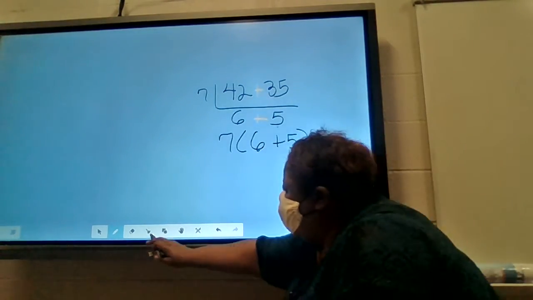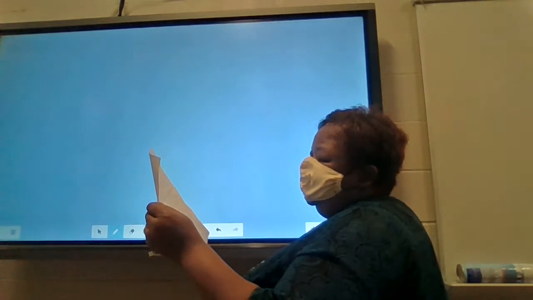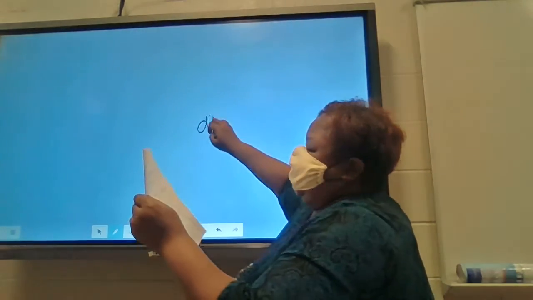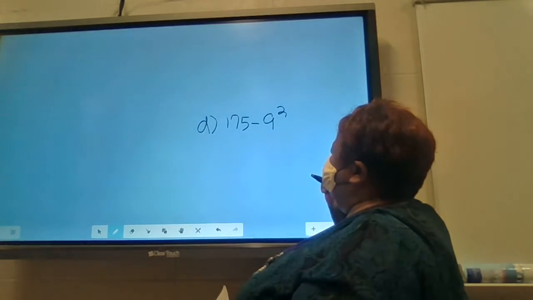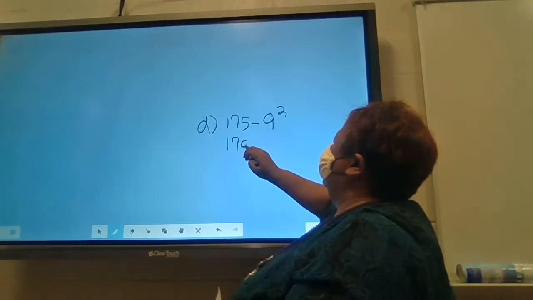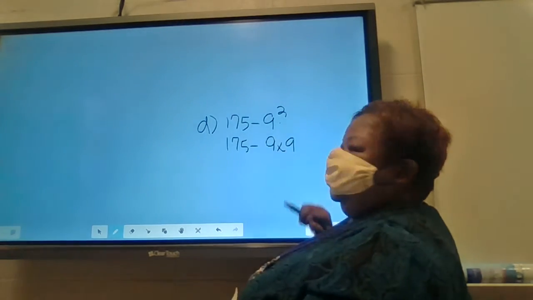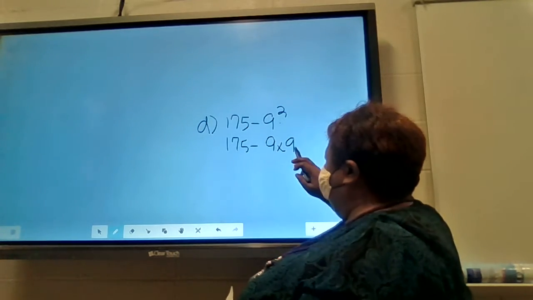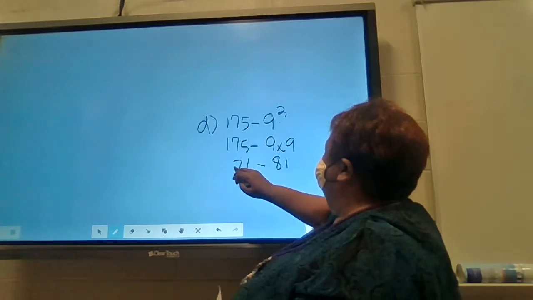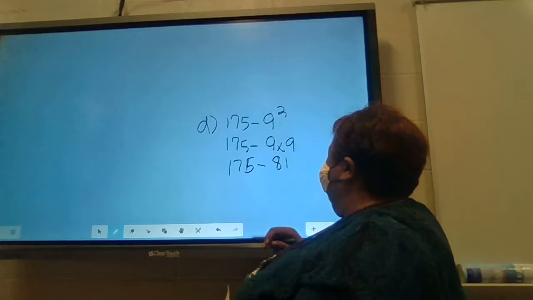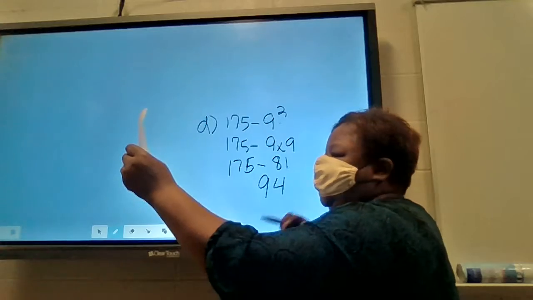Okay. Number 5 says choose the expression that is equal to 95. So I'm going to work backwards. Option D says 175 minus 9 squared. 9 squared is not 9 times 2. It is 9 times 9. And PEMDAS says we do exponents and multiplication before we do subtraction. So 9 times 9 is 81. 175 minus 81 is 94. So it's not option D.